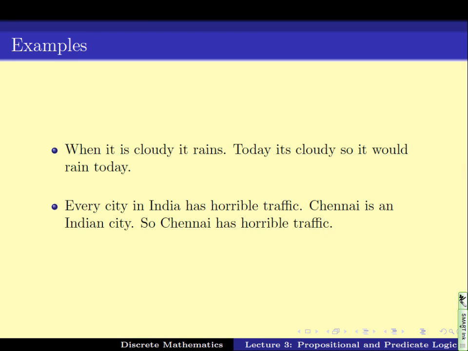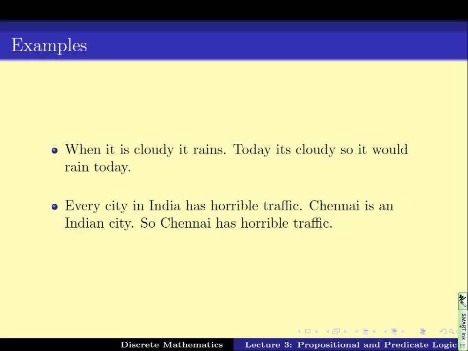Similarly, consider another example. Every city in India has horrible traffic. Chennai is an Indian city, so Chennai has horrible traffic. Now, what is the deduction here? The deduction is Chennai has horrible traffic. What are the assumptions, or what is the assumption? The assumption is every city in India has horrible traffic and Chennai is an Indian city.